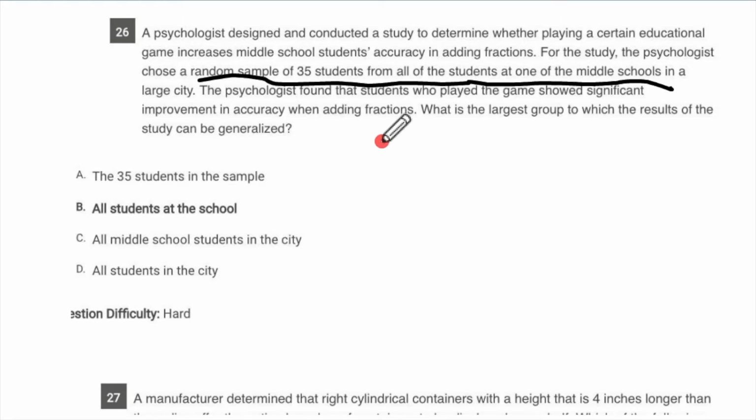What is the largest group to which the results of the study can be generalized? Now, the 35 students in the sample, because it's a sample, we can generalize out of that.